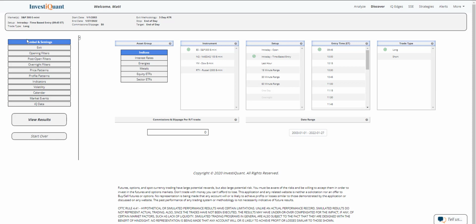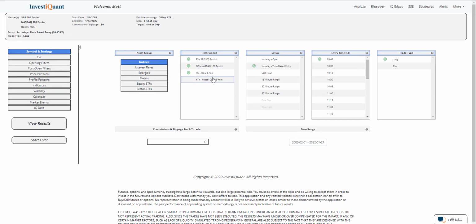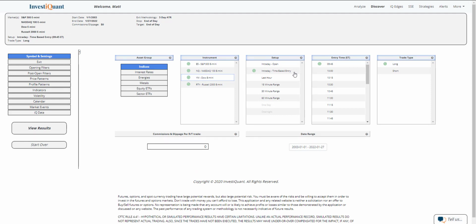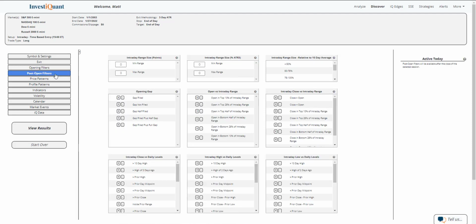But we're going to go ahead and set this up and take a look at this inside day pattern when you are trading below the prior day closing price going into the close. So I've got all four instruments selected here. We got a 3 p.m. Eastern time entry that will go long for the test, and the test will be based upon having an inside day as of 3 o'clock.